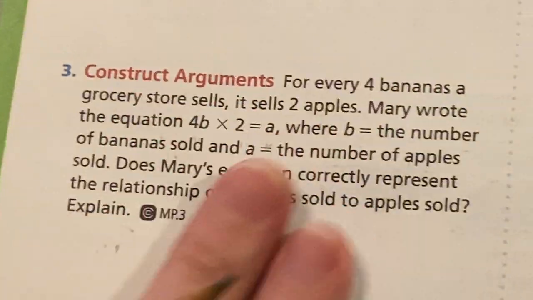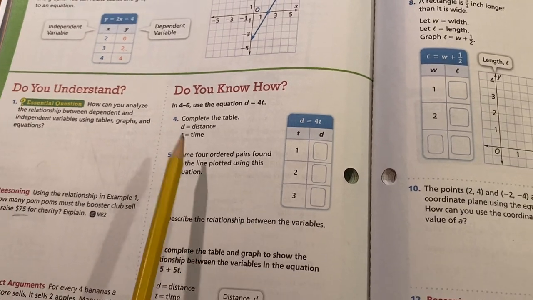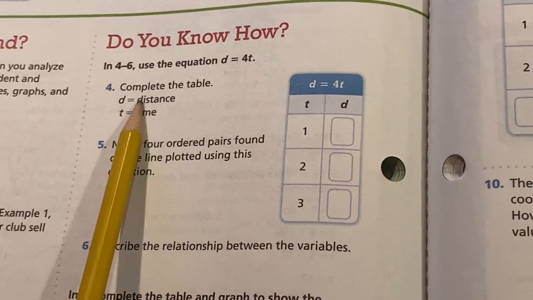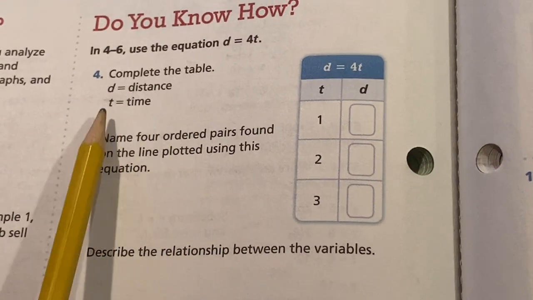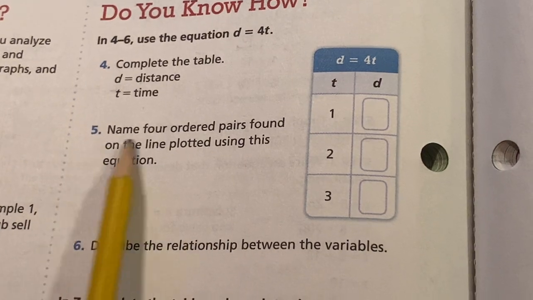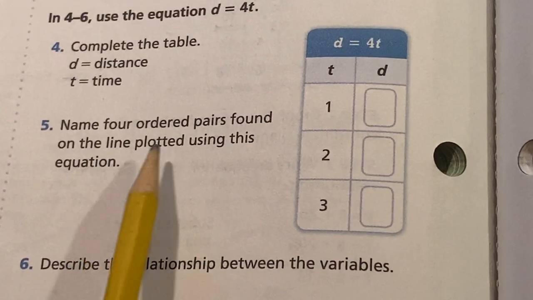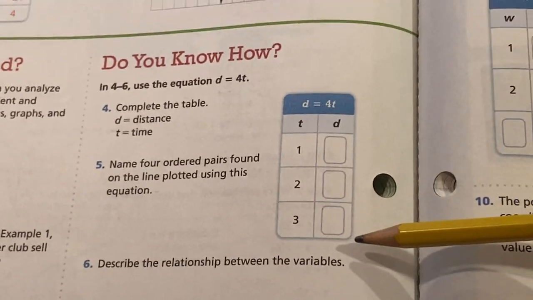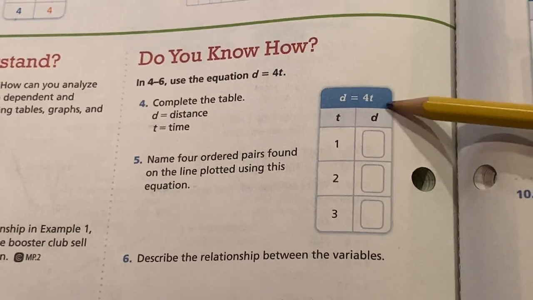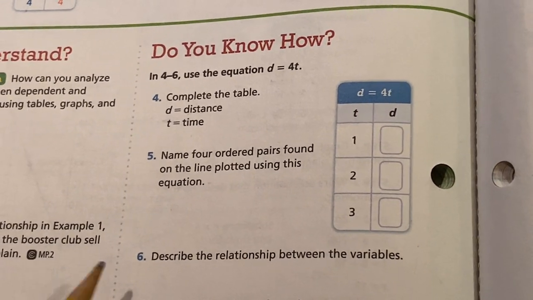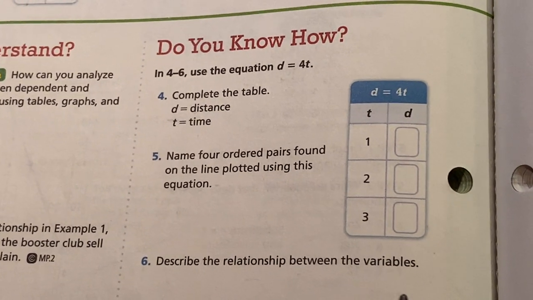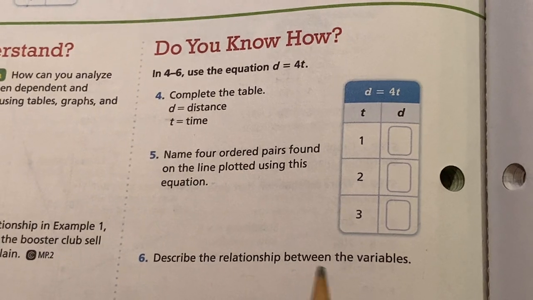Okay. All right, let's take a look at the other side of the page here. In 4 through 6, use the equation D equals 4t. Complete the table. D is for distance, T is for time. Name 4 ordered pairs found on the line plotted using this equation. So here's 3 points. What would be a 4th point if you tried to graph this? And then describe the relationship between the variables. Which one is dependent, which one is independent, and what's the relationship?